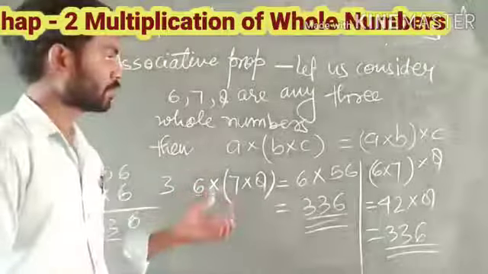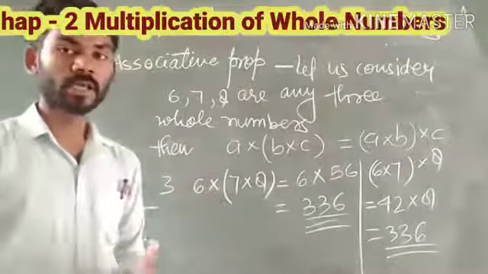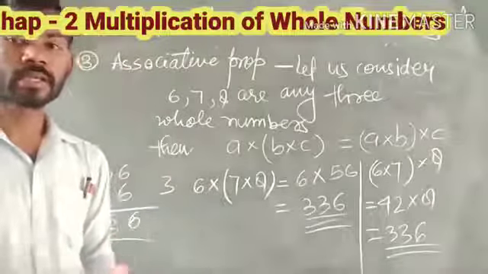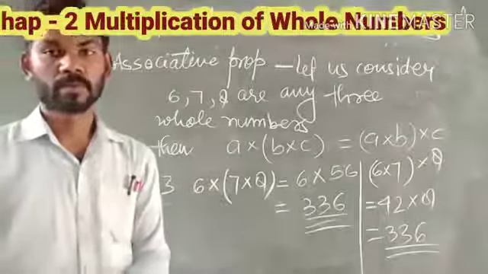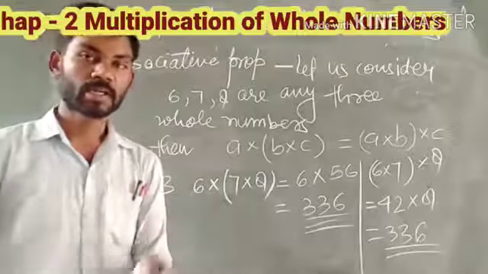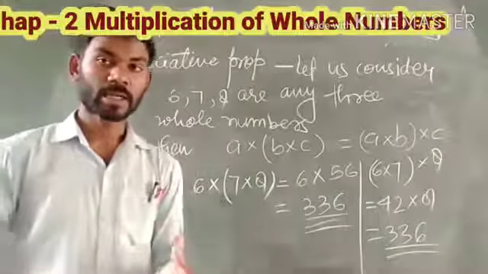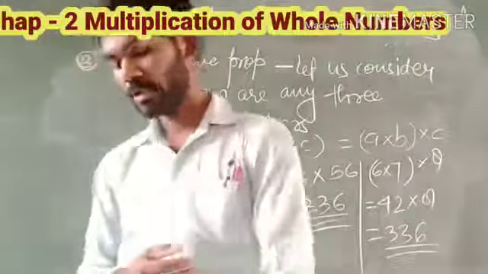So I hope the property of associativity is clear to everyone. Now let us see the next property, that is known as distributive property.